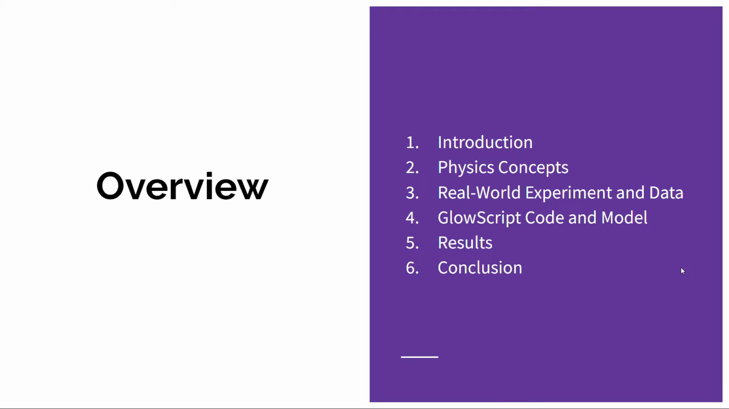Looking at our overview, we'll start with an introduction to our experimental statement, and then follow up with some physics concepts, our real-world experiment, and data gathered. Then we'll move on to our GlowScript code and the models it produced. Finally, we'll finish with results and conclusion questions.